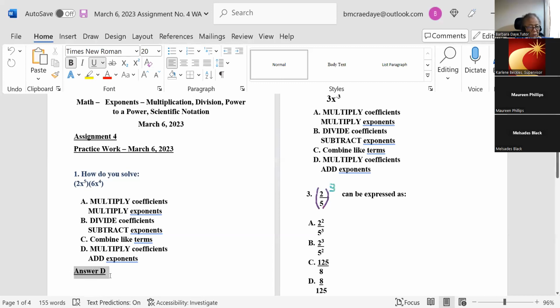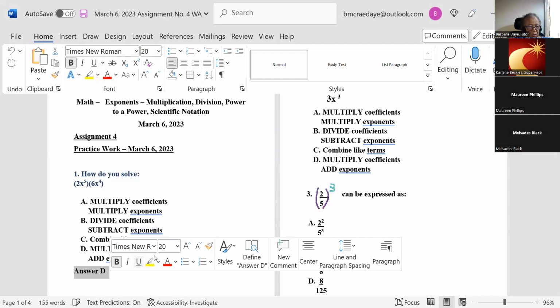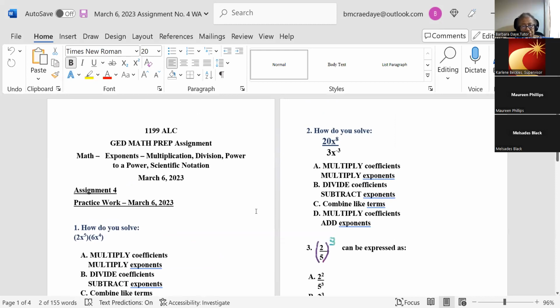Okay, so Maureen, let's go to number 2. Read that one, tell me the answer. How do you solve 20x to the power A and 3x to the power -3? That's right. Okay. What operation is this right here? What mathematical operation? Addition, subtraction, multiplication, division. What is it, Maureen? Division. That's right. Perfect. That's division.